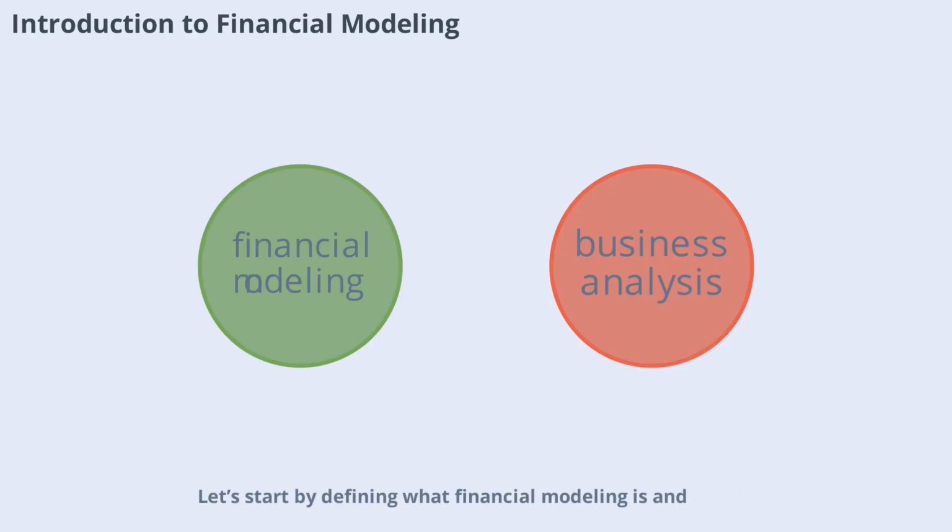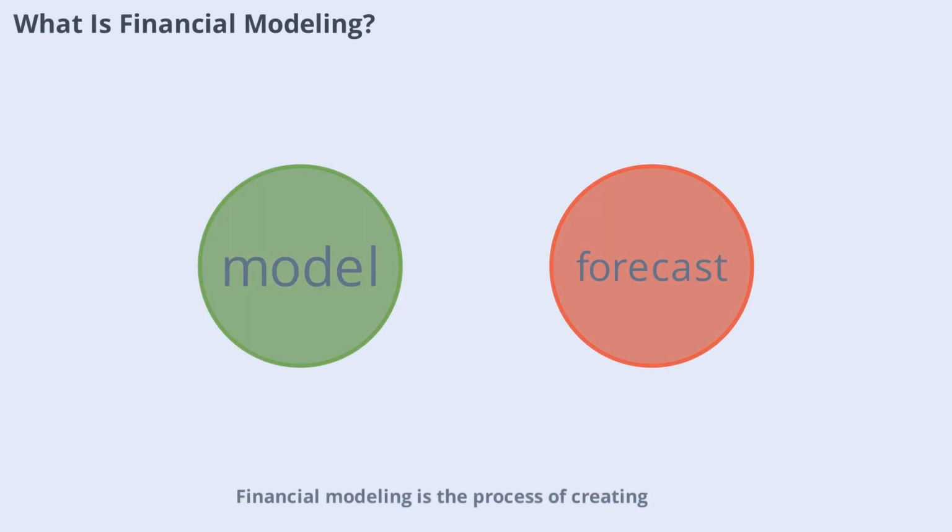Let's start by defining what financial modeling is and why it matters in the world of business and finance. Financial modeling is the process of creating a mathematical representation of a company's financial performance. These models are used to analyze business scenarios, forecast future outcomes, and support decision-making. By using spreadsheets and various financial tools, professionals can simulate different strategies and assess their impact on profitability, cash flow, and valuation. Understanding the basics of financial modeling is the first step toward making smarter business choices.